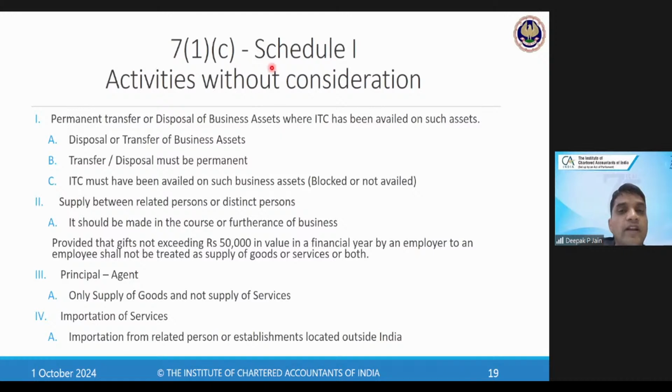Okay. Now let's proceed with Schedule 1. Schedule 1, what does it say? That activities without consideration are also supply. What are those activities which are covered under Schedule 1?